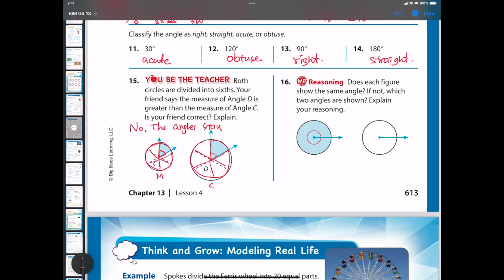Let's say the angles stay the same. I think that's better. Okay, as what? 1/6 each. All right, 1/6, 1/6.